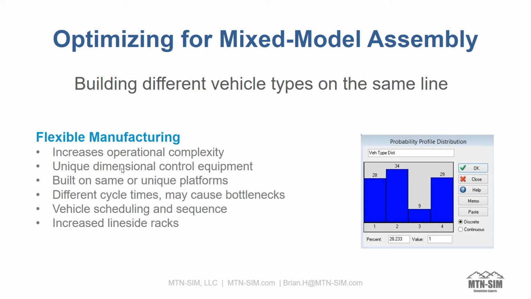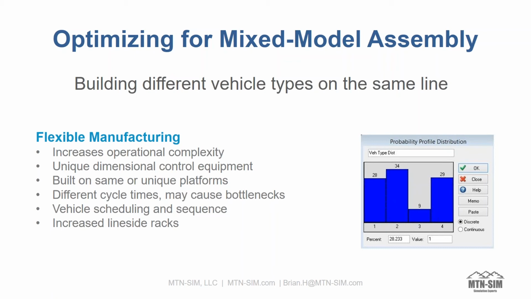When we look at optimizing for mixed model assembly, we're building different vehicle types on the same line. In this particular instance, we might have 4 different vehicle types within the model. Here we're using a probability profile distribution. We have 28% of vehicle type 1, 34% of vehicle type 2, a low runner at 9% of vehicle type 3, and finally 29% of vehicle type 4. That obviously increases the overall complexity of the facility.